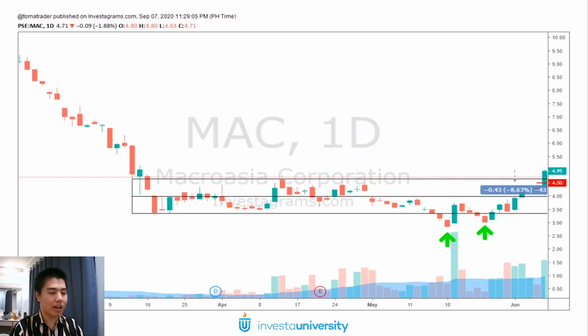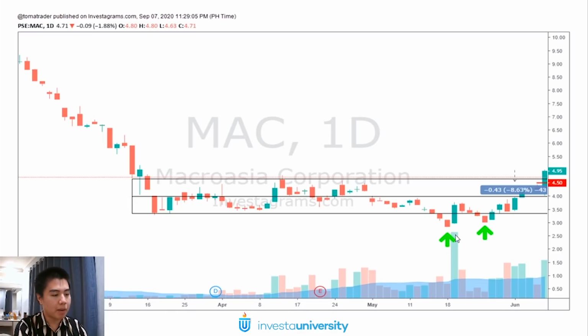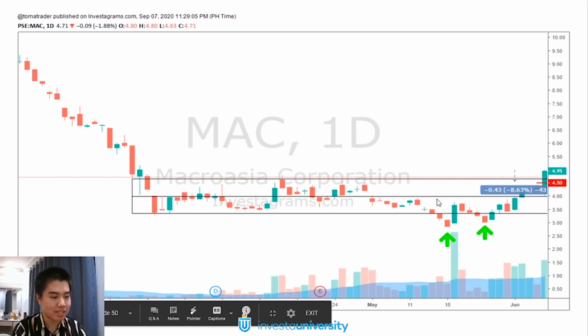Meaning na okay, nag-shakeout pero bumawi. Iba kasi pag nag-breakdown na, tanggal watch list agad. Okay lang pag nag-breakdown after 3 days, boom, down 20%. Pero pag nakaka-recover ka agad, kasi kita mo may volume, pwedeng ibig sabihin niya may demand talaga para sa stock eh.